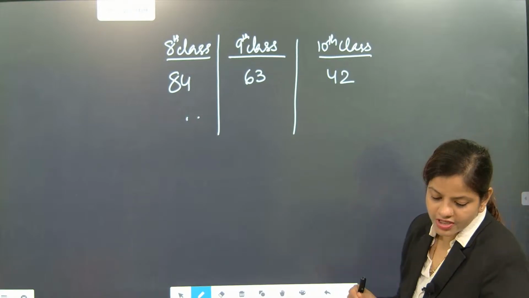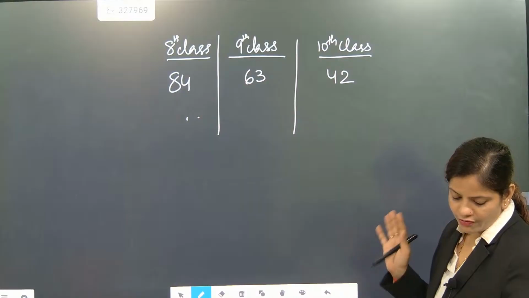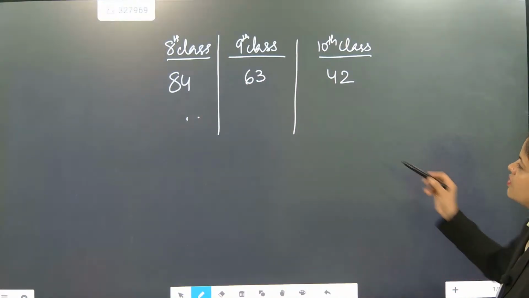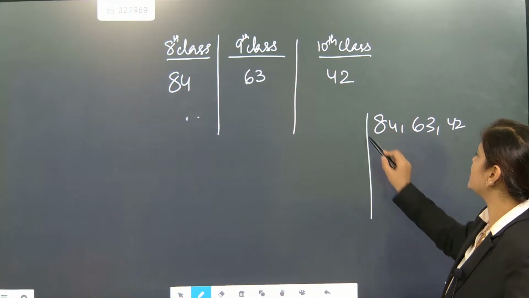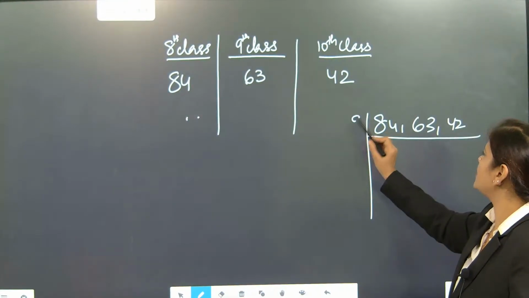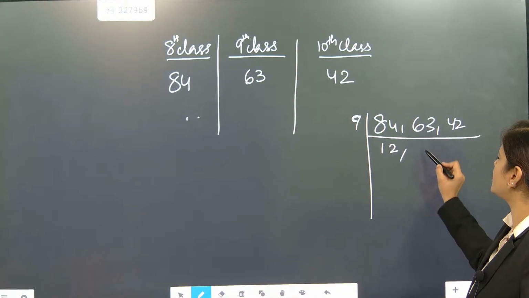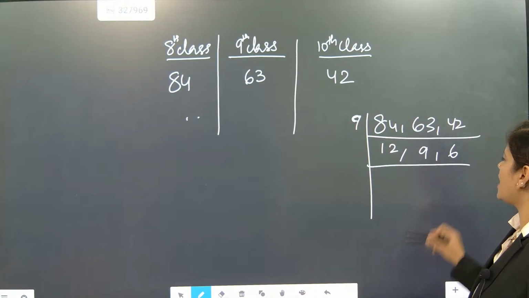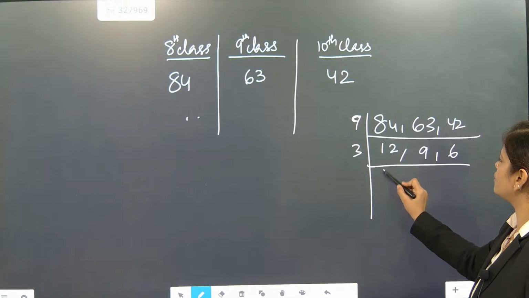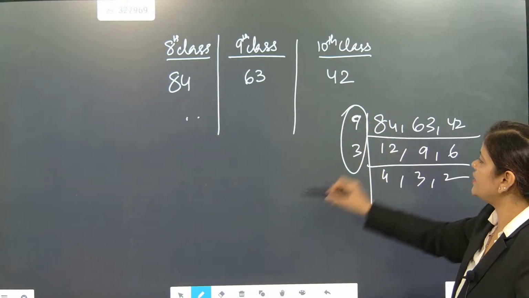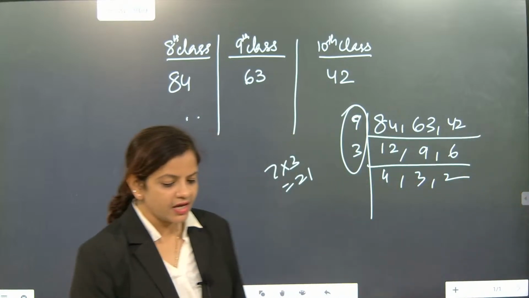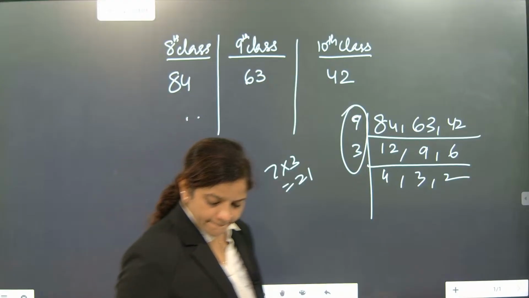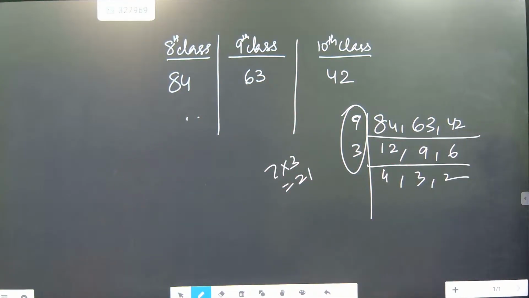Let's check this one out. 84, 63, 42 is there. First, we will put 7. 7 ones are 7, 7 twos are 14, 7 nines are 63. So here 100% it is coming as 3. 3 fours are 12, 3 threes are 9, 3 twos are 6. So 7 into 3 is coming as how much? 21. Understood? So definitely 21 rows will be there.